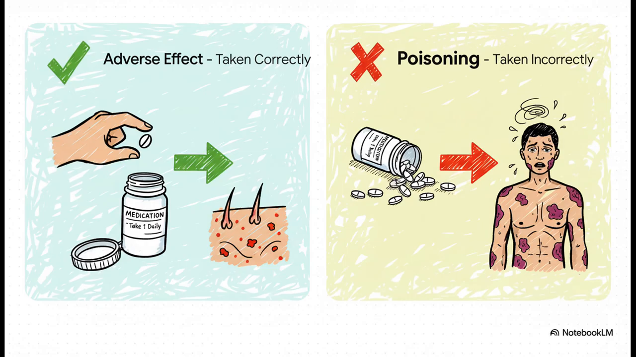And the difference really just boils down to proper use. An adverse effect is when something bad happens, even though you took the drug exactly as the doctor prescribed. Poisoning, on the other hand, is what we call it when the drug was taken incorrectly. Maybe it was the wrong dose, the wrong drug, you name it.